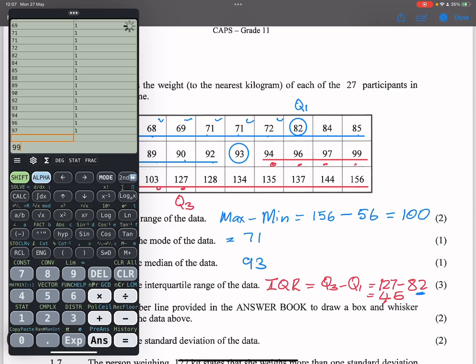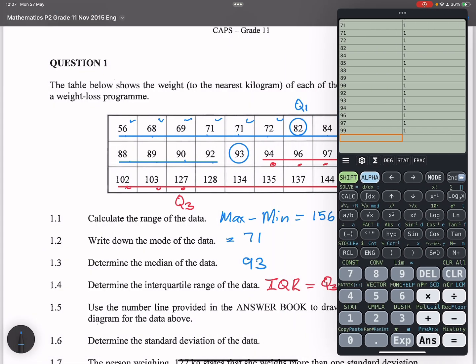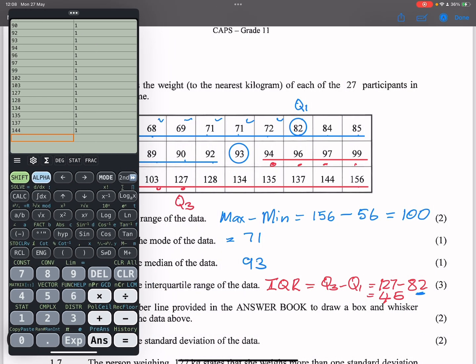Okay, so now let's go to the 102. So we've got 102, 103, 127, 128, 134, 135, 137, 144, and the last one, which is 156. Now that is all my data.